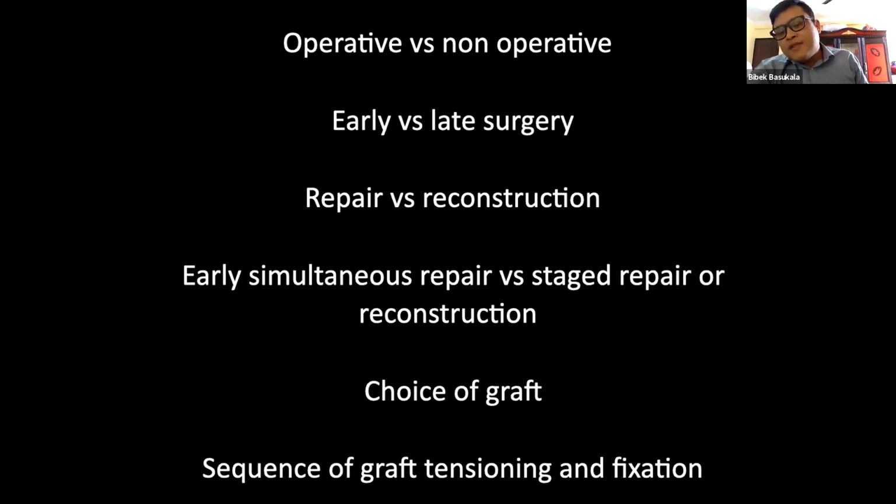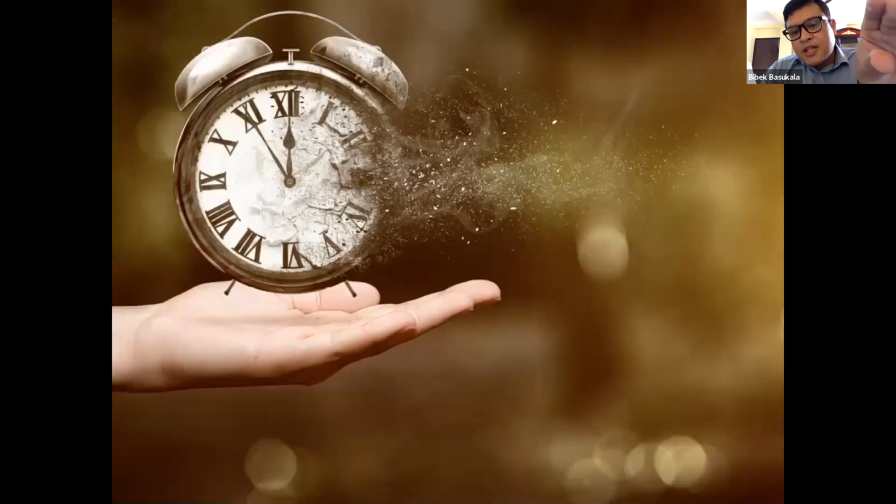And the choice of graft is autograft. There is no other way. We can use hamstring from both limbs, quadriceps from both limbs, BPTB, and peroneus. So choice of graft is not a problem. For the sequence of graft tensioning, what we usually do is PCL, ACL, then MCL and LCL. So early simultaneous, these matters are controversial, and they will be controversial in the future.